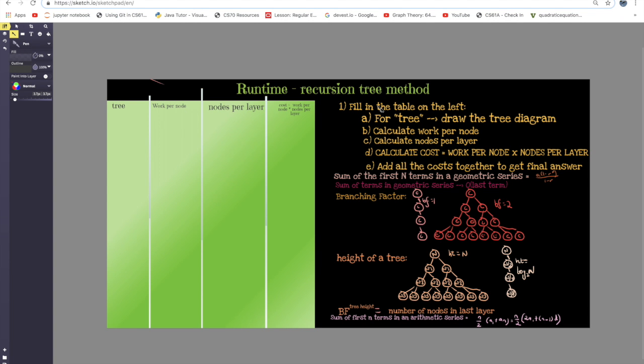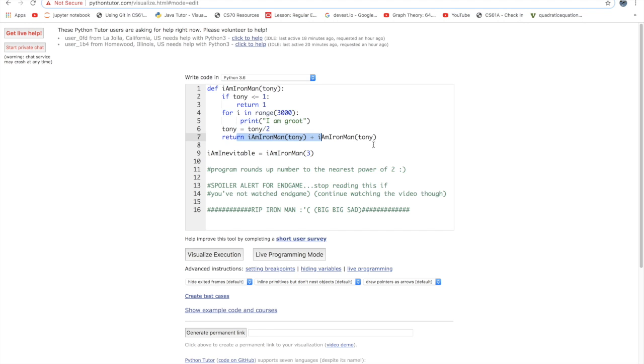This is a method to calculate the runtime of recursive algorithms, and it's quite frequently used. So this algorithm is mainly used for recursive algorithms, and we start off by filling in this table. It's pretty simple. First we start off by drawing out the tree diagram for the given code, and this is the code we're going to try and calculate the runtime for.